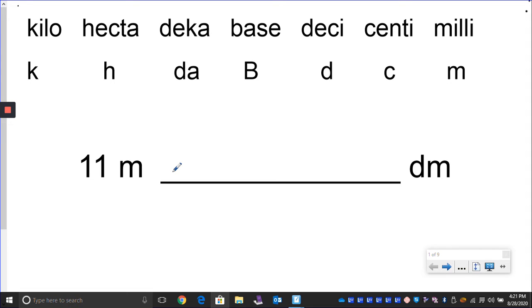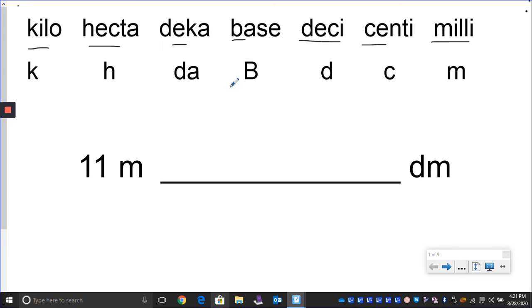Kiddos, very, very, very important. You know your metric system, your metric conversions. So I would start out by memorizing King Hector died by drinking chocolate milk. Kilo, hecta, deca, base, deci, centi, milli.